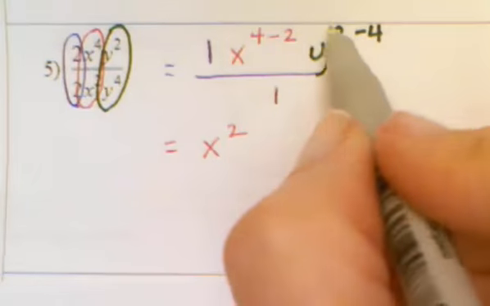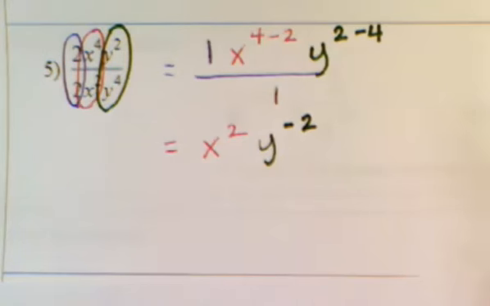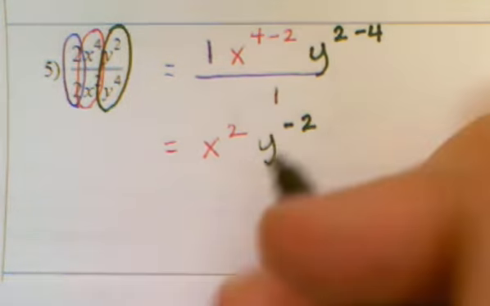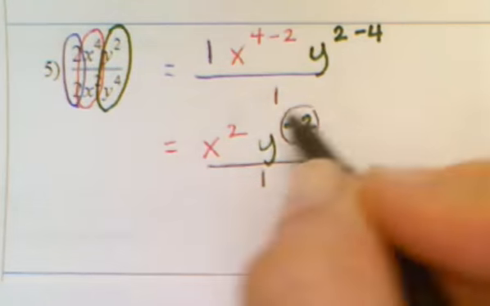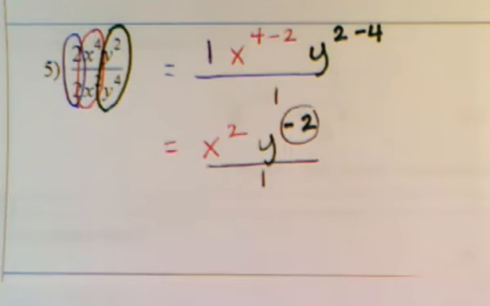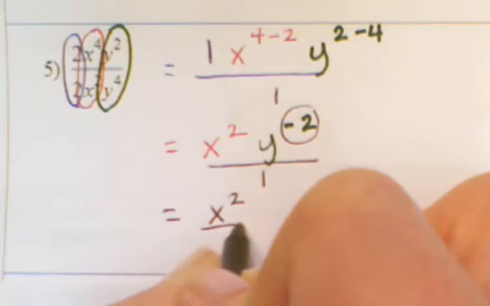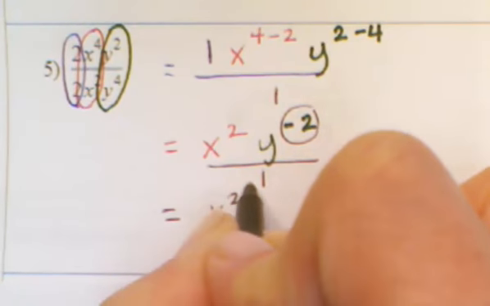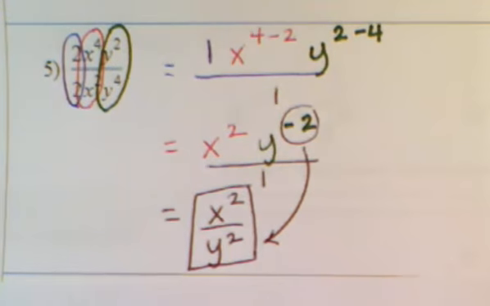Then your y's, 2 minus 4, will be y to the negative 2. Now, we always have to leave our answers with only positives. And so what we're going to do is remember that this is still over 1. We can move our negative exponent expression into the other location and make it positive for our final answer. So we're going to write this as x squared over y squared. We move it and turn it positive.